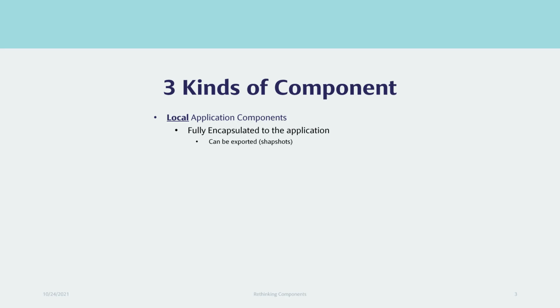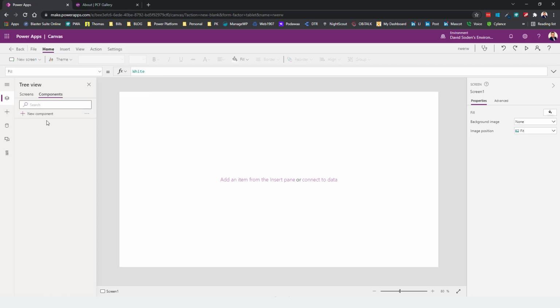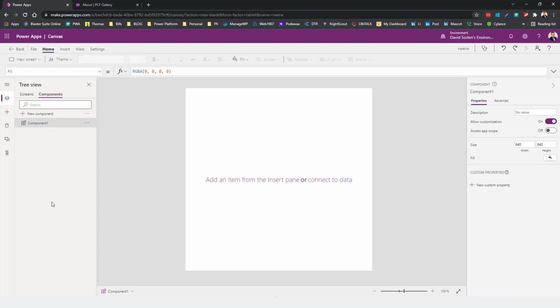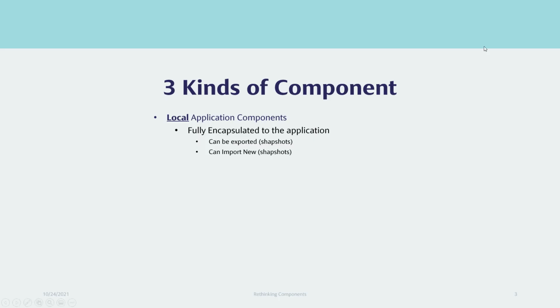The other thing you can understand is that you can both export these components that are encapsulated in your application as well as import them. Let me show you that too. I don't have anything here, but let's create a blank or empty component in here. Now I have component 1. It doesn't do anything. I can import components or export. I can only do it when I'm on the component view in the tree view, and where it says new component, there's this ellipsis, and that's where these options are. I can import and export them here. That's what I'm talking about.